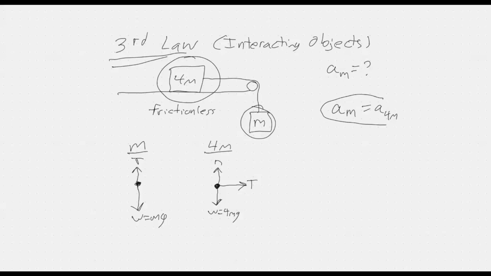The second thing is from Newton's third law. I push on you, you pull on me. In this case, the thing that's connecting the two objects is tension. So the tension applied to the little box and the tension applied to the big box has to be the same magnitude.